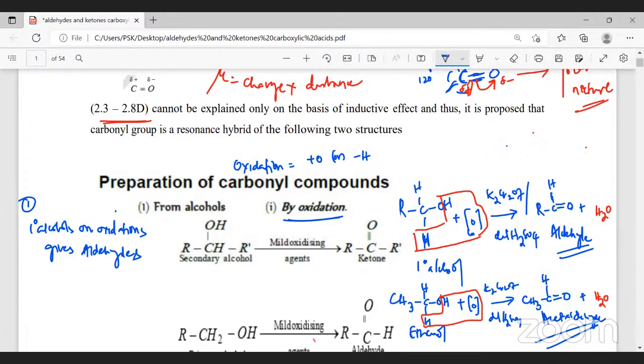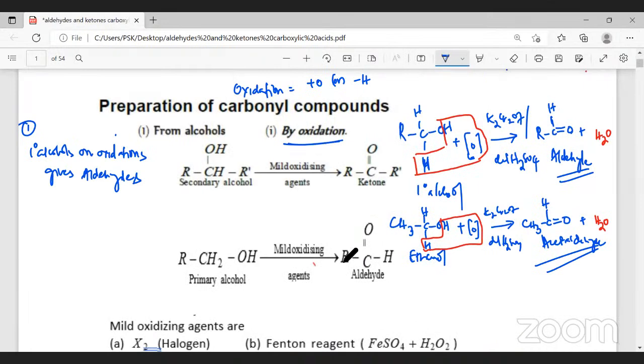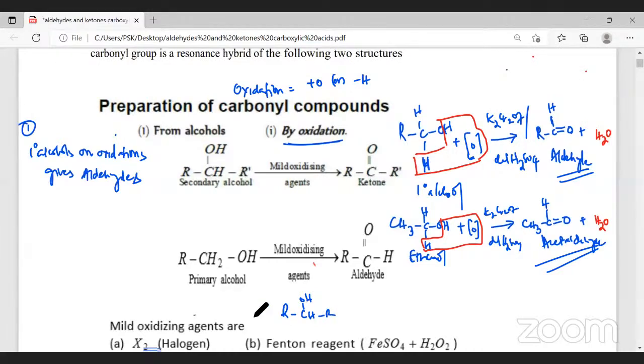Now, coming to the next part of the same topic, we will learn the preparation of ketones. Let me represent it like this: R, CH, OH, and R dash. You should tell me what type of alcohol this is. Now, this carbon is a secondary carbon because it is bonded to two carbon atoms. The secondary carbon atom contains the OH group. Therefore, it is called a secondary alcohol.